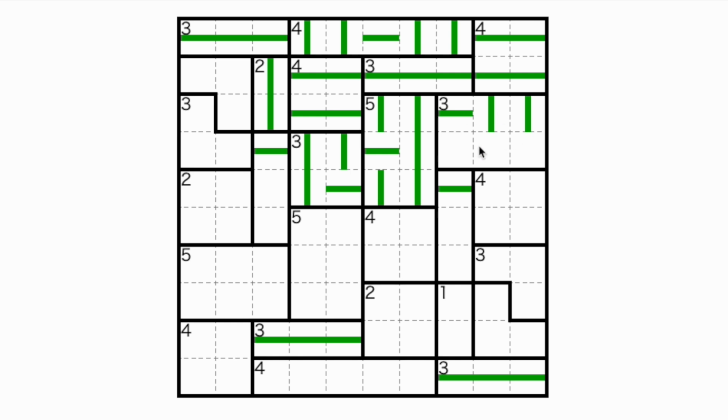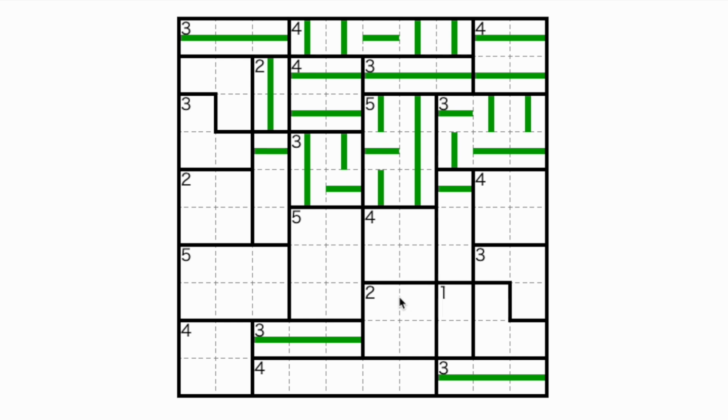Okay, 3 here means we've got 2 horizontals and a vertical. This one can't be a vertical, or sorry, can't be a horizontal, because then we'd have 3 in a row going this way. So this is a vertical, giving us the 3 we need for the clue. So these 2 are horizontal.